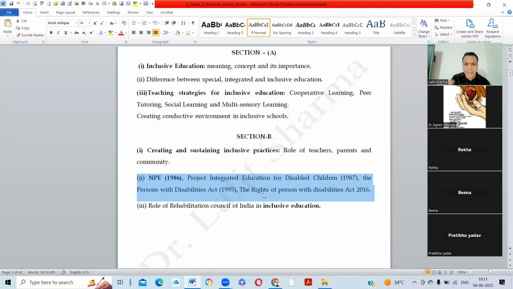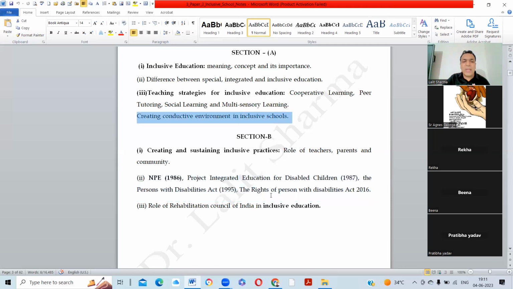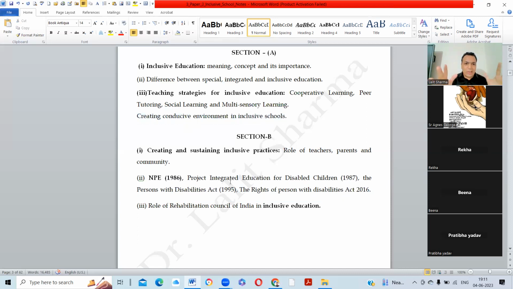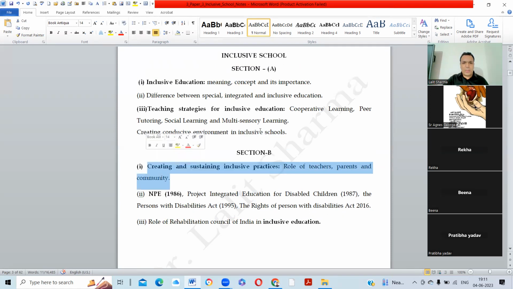Even the question in section A, see the question: creating conducive environment. It is written conductive here, but it should be conducive. The exact phrase is conducive environment in inclusive school. So how the teacher has to create such a conducive, useful environment for the inclusive children, right? And under this, creating and sustaining inclusive practices, what is the role of teachers, parents and community? So guys, this is all about your syllabus.